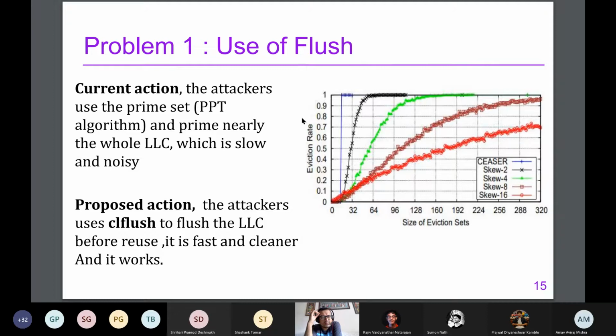The final takeaway is that even if we don't have a completely full eviction set, a partial eviction set can also work if used on a repeated basis, and we can achieve a good eviction rate. So if I understand correctly, you are saying that even if an eviction set is of size 64, I can get 100% eviction rate with Caesar, right? Yeah. That's the takeaway, right? Yes, sir. Okay, move on.